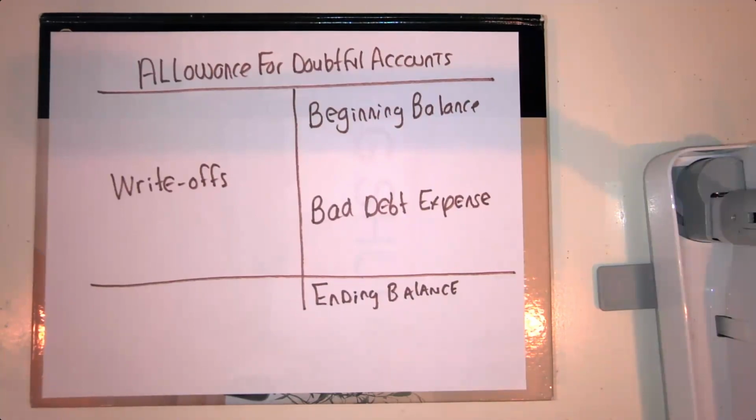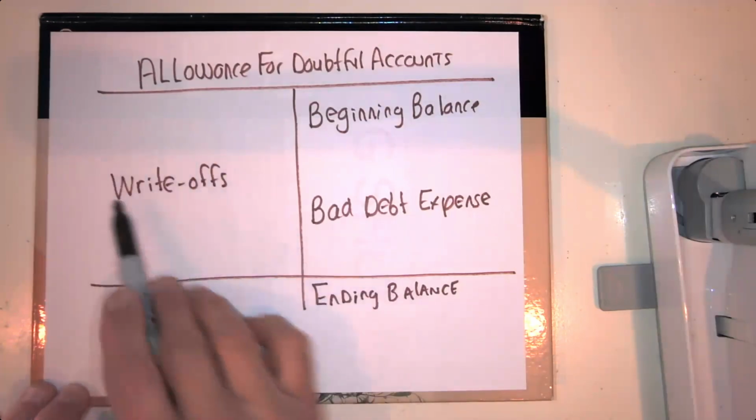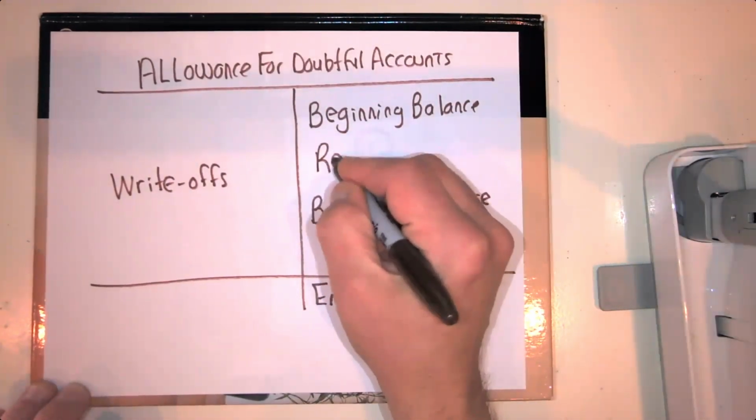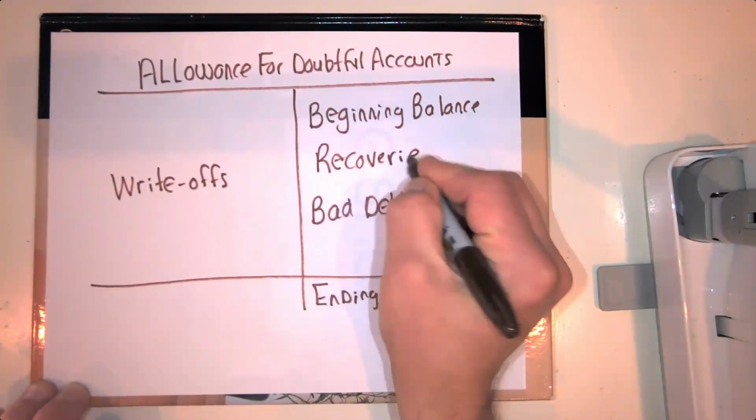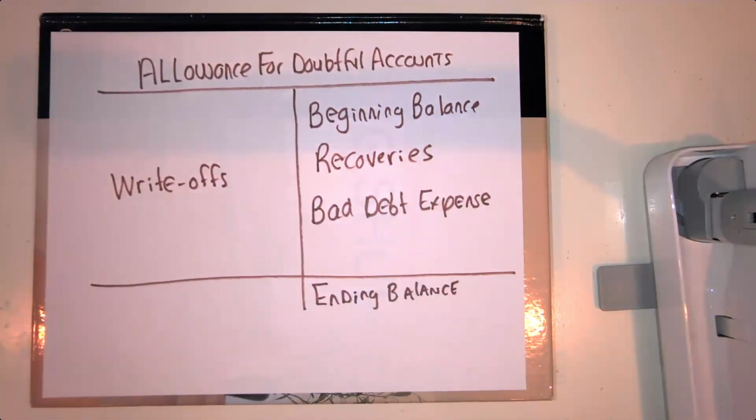Now, it's not common, but it can happen. After you have written somebody off, maybe they end up paying you. That's called a recovery. And a recovery only can happen if you had a write-off first. And a recovery is basically going to reverse the effect of the write-off. The write-off is on the debit side of the account. To reverse that, our recoveries belong on the credit side.